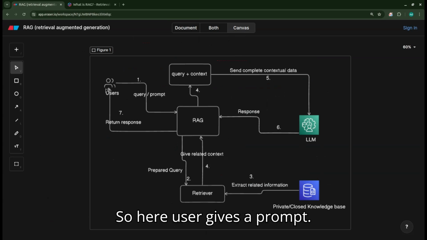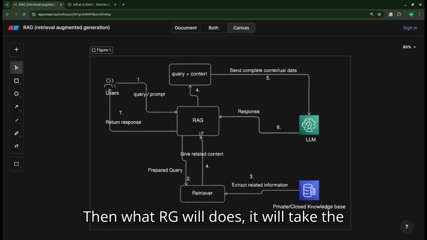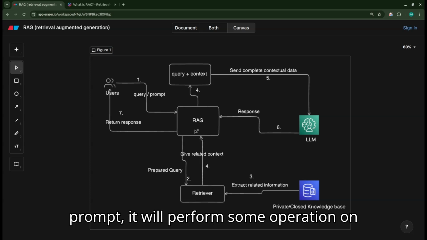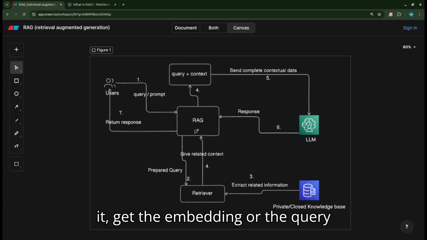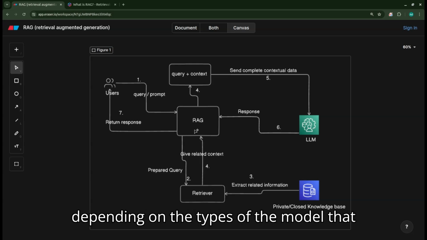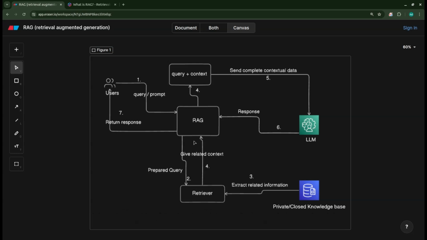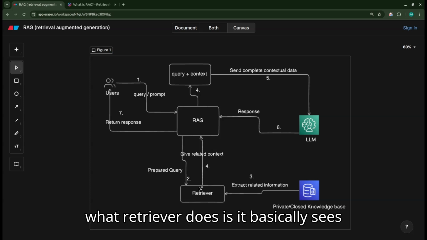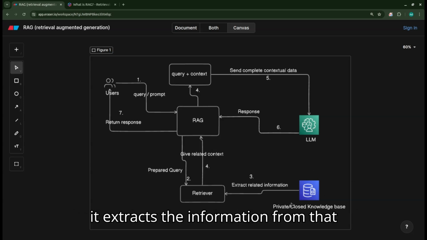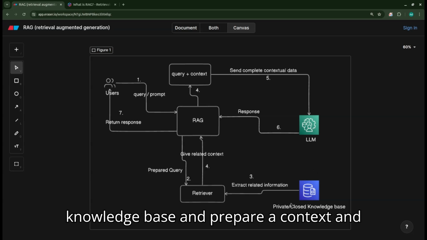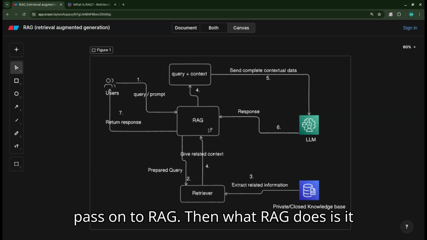So here the user gives a prompt. Then RAG will take the prompt, perform some operation on it, and get the embedding or the query, depending on the type of model that you use. It will prepare the query in a format that it can pass to the retriever. So what the retriever does is it looks at the knowledge base that you provided, extracts the information from that knowledge base, prepares a context, and passes it on to RAG.